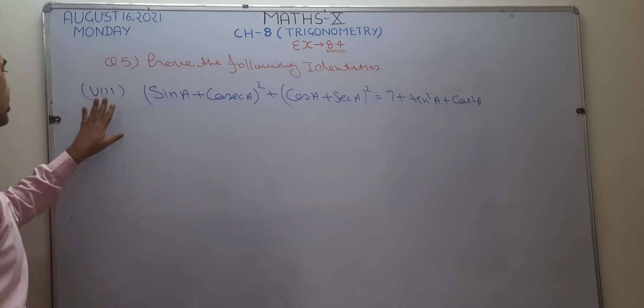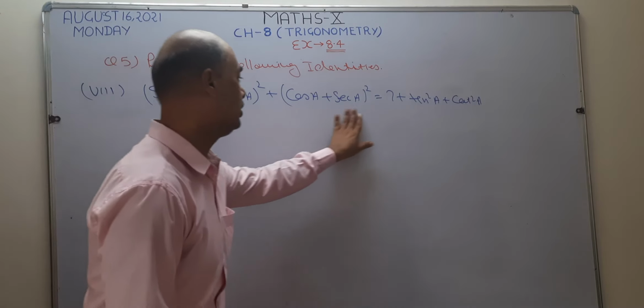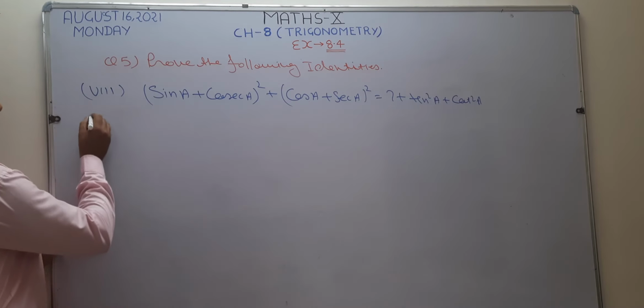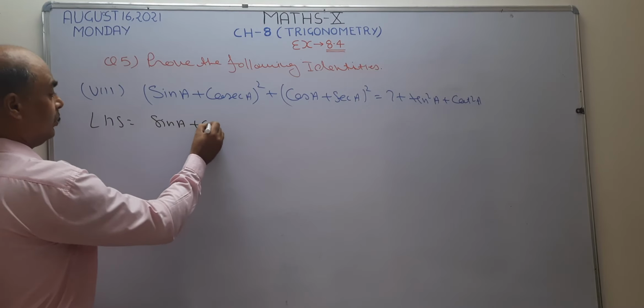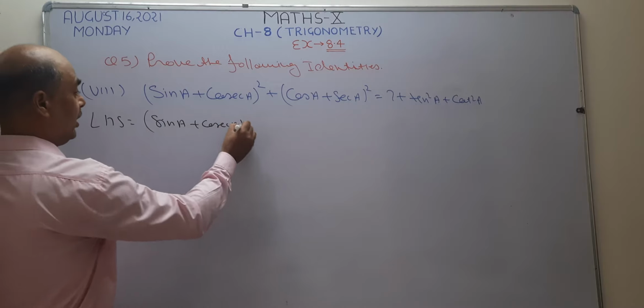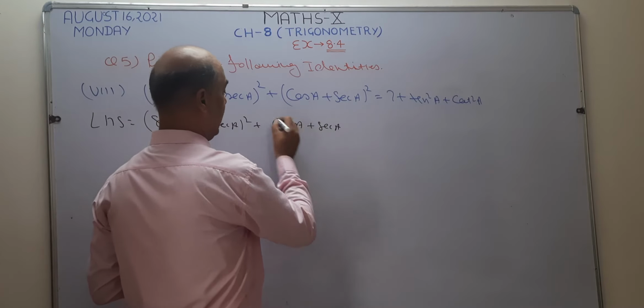Now you are going to solve its 8th part. Question number 5, 8th part. I want to start again using the left hand side. So write here left hand side: sin A plus cosec A, all squared, times cos A plus secant A, all squared.